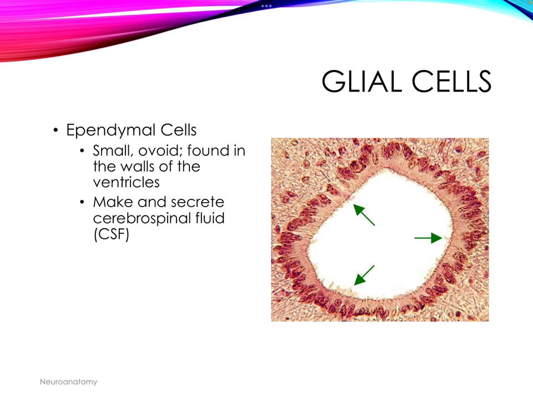So let's start with the ependymal cells. These are small, ovoid, and found in the walls of the ventricles. They help to provide us with the cerebrospinal fluid. They make and secrete that cerebrospinal fluid to allow those neurons to have that extracellular fluid. And so these are very important for that process.